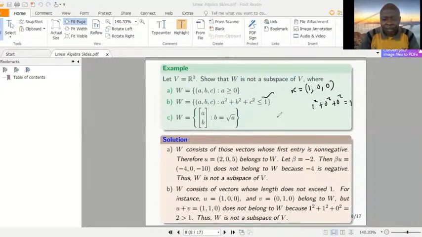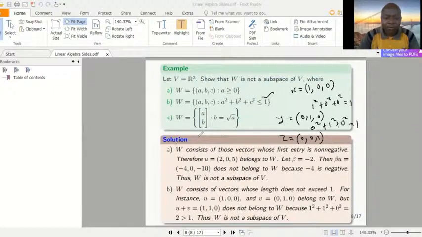What other one? We have Y, 0, 1, 0. Again, this will be 0 square plus 1 square plus 0 square, and this is 1. So it belongs to W. What about this one? 0, 0, 1. We have 0 square plus 0 square plus 1 square, which is 1. So it will also belong to W.